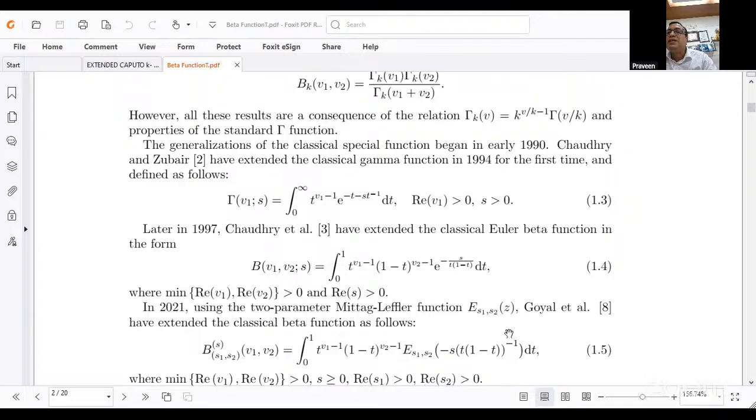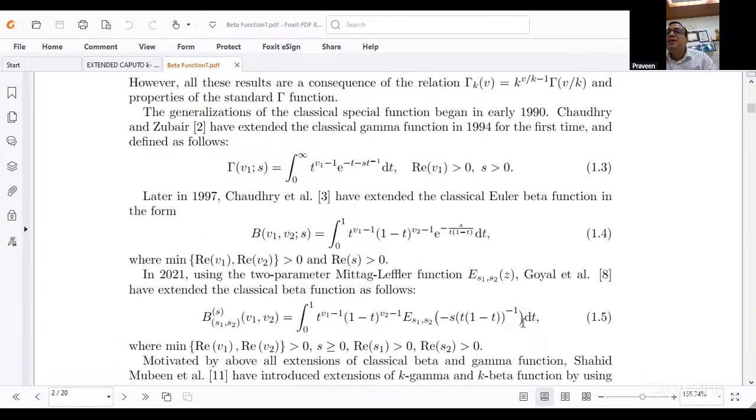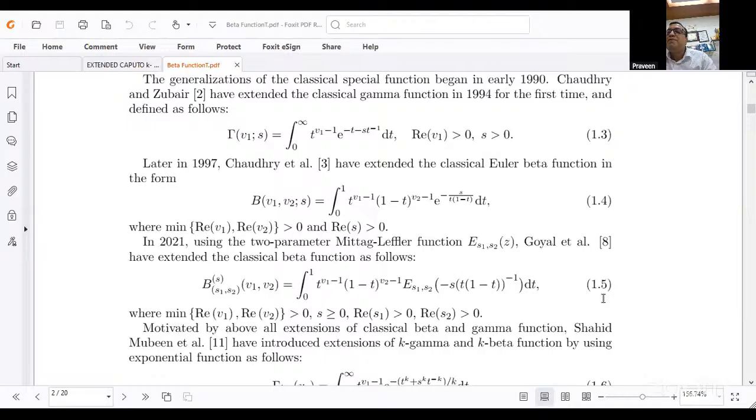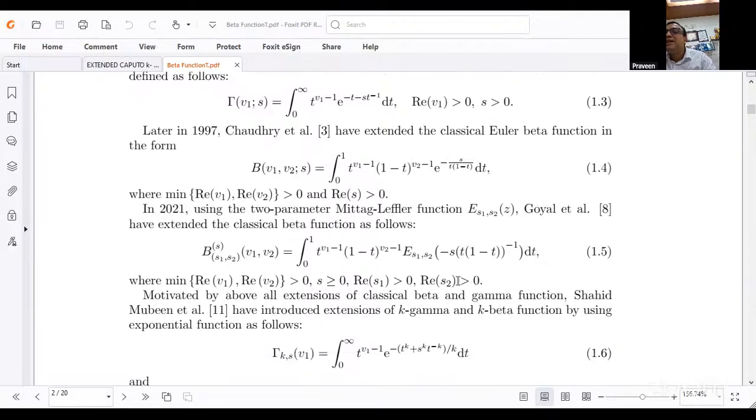In 2021, using the two-parameter Mittag-Leffler function, my research group and I introduced the extended classical beta function with parameters s1, s2, given by equation 1.5. If you compare 1.4 and 1.5, you find that we have generalized the exponential function by E of s1, s2 of minus s, t raised to power minus 1, 1 minus t whole raised to power minus 1 dt. The convergence conditions are given here. So basically E of s1, s2 is the general two-parameter Mittag-Leffler function, and the convergence conditions are given here.